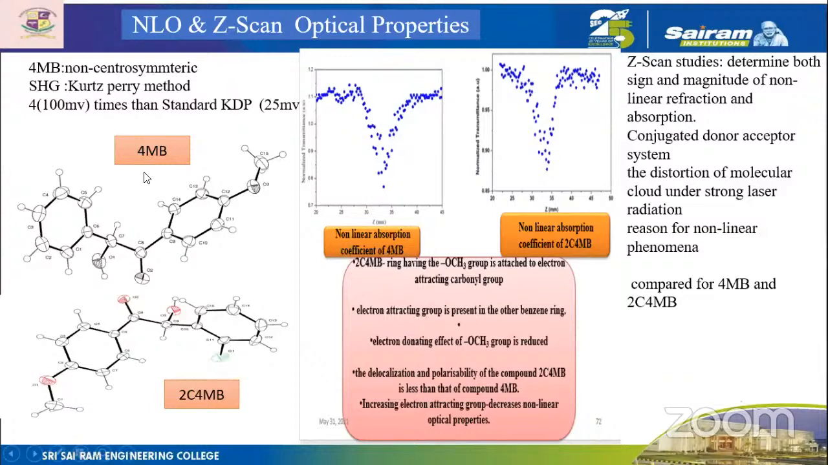I did the Kurtz-Perry method study for this one, and here Z-scan studies for this compound. Z-scan studies for centrosymmetric crystals, whereas the Kurtz-Perry method studies for the non-centrosymmetric crystals. From this I confirmed this is more efficient than this compound. So these materials can play a vitally important role in optical communications, laser technology, and many other fields.